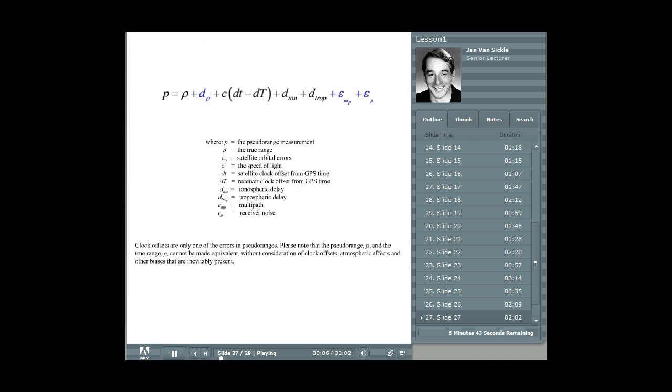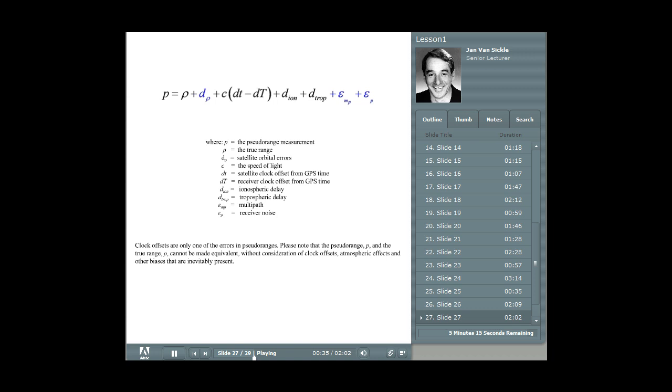And here on slide 27 are some of those errors. As you see from this formula, over on the left-hand side, the pseudo-range measurement equals rho, the true range, plus all of these other factors. Now, if it were correct that the pseudo-range was good and complete by itself, there wouldn't be these other factors. It would simply be the pseudo-range P equals rho, the true range.